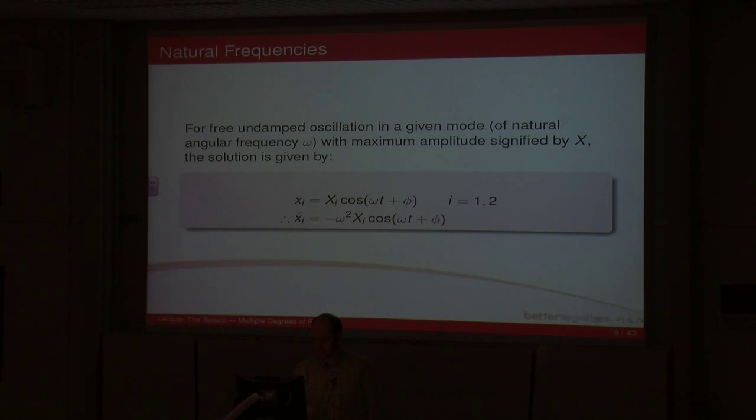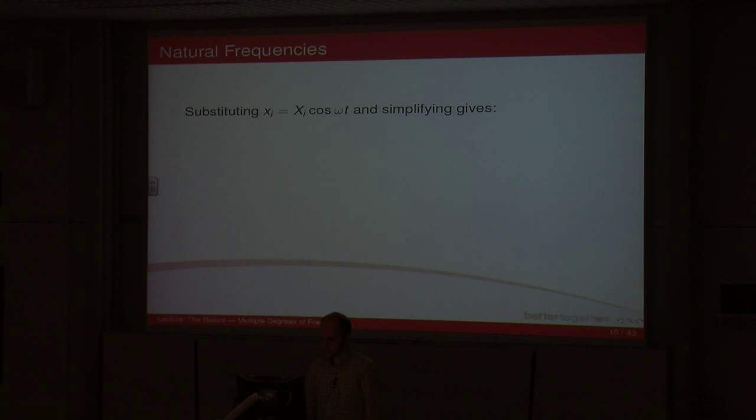And so for mass 1, obviously we've got x1 equals big X1 cosine omega t plus phi. And obviously for mass 2 we have the same situation. Omega at the moment is a bit arbitrary. We'll find them in a second. And obviously what we can do is we can take the second derivative of that, okay, and then we can substitute that back into our equation of motion. So that's what I'm going to do next.